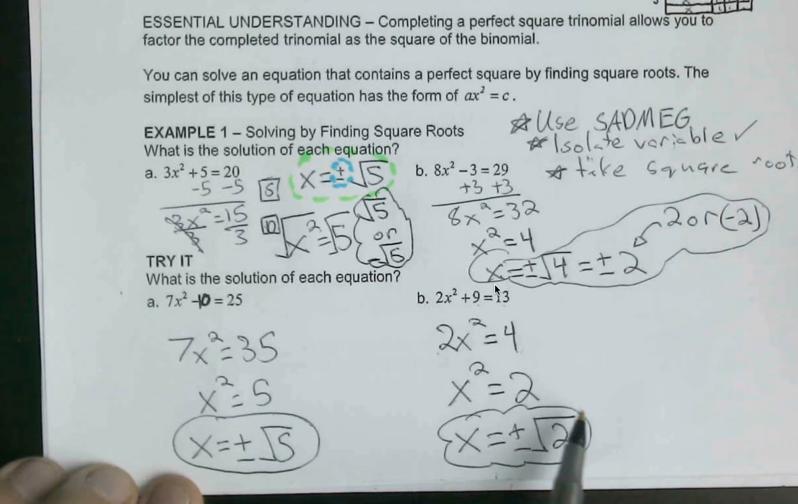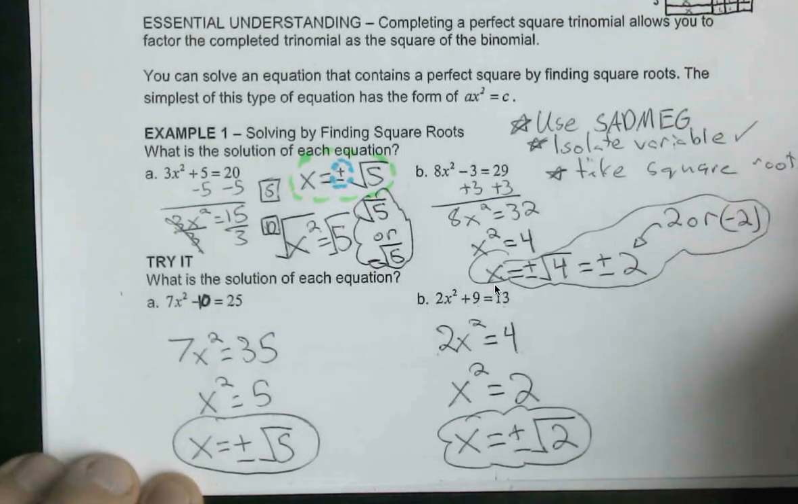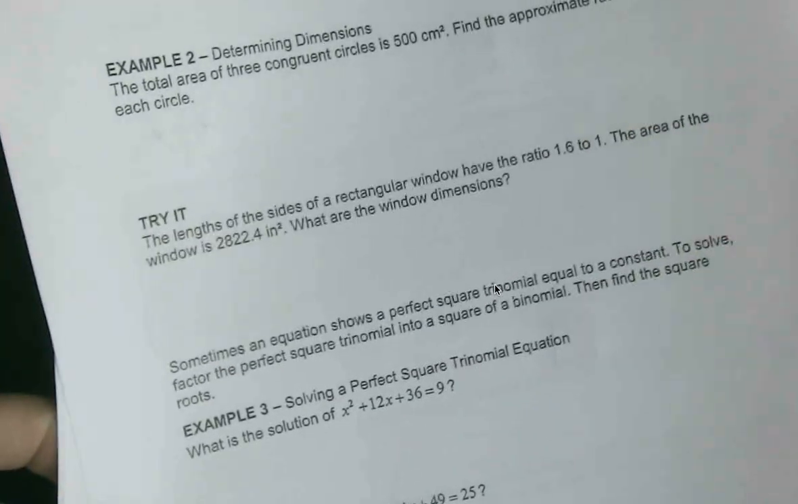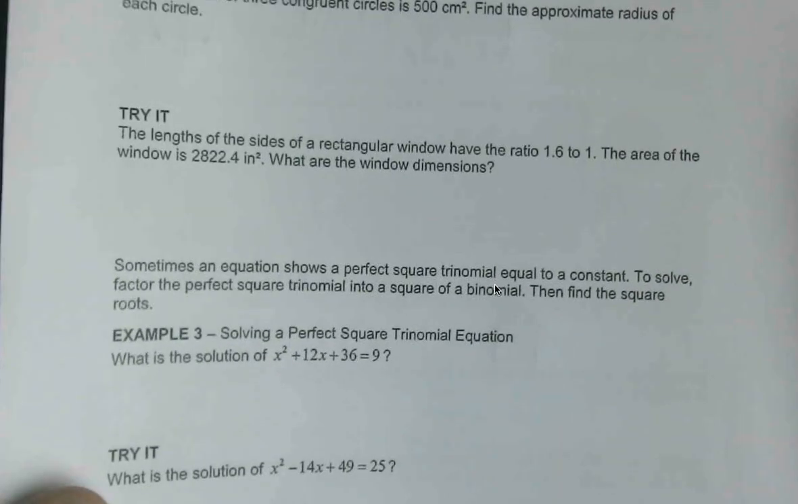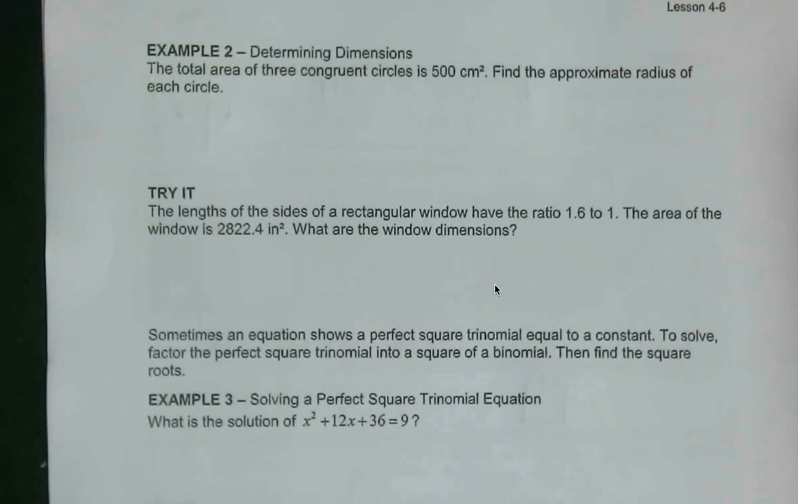Personally, I would keep the radical. I wouldn't rewrite this as a decimal because then a lot of the digits are going to be left off, and you want to keep all of the terms together. So we'll see what happens in the next video when we're actually being asked to complete the square.